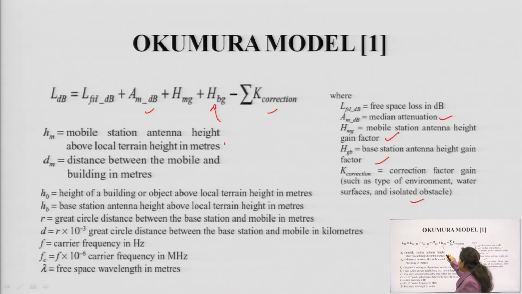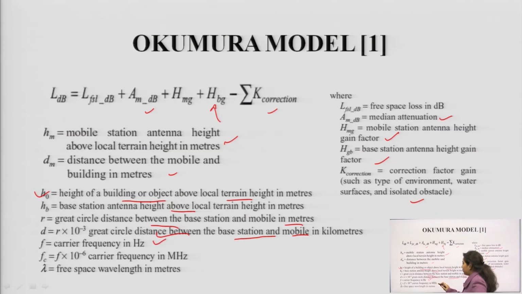HM is the mobile station antenna height above the local terrain height in meters. D is the distance between the mobile and building in meters. H naught is the height of a building or object above the local terrain height in meters. HB is the base station antenna height. R is the great circle distance between base station and mobile in meters. D is denoted by R into 10 to the power minus 3, that is the great circle distance between the base station and mobile in kilometers.